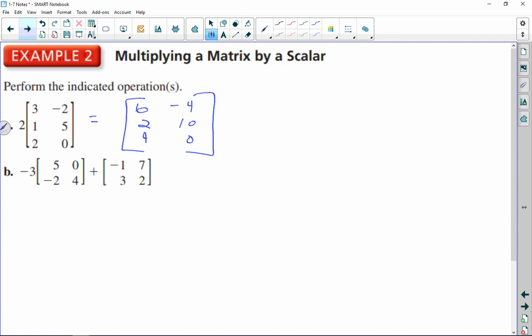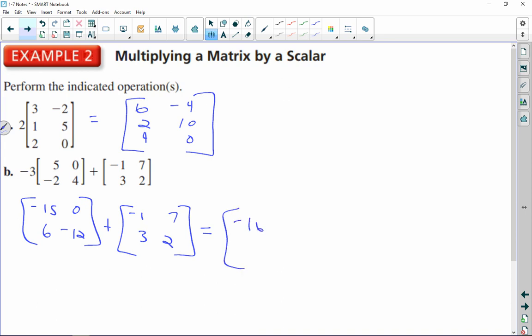Okay, now notice, look at B. Okay, what do you have here? Yeah, you got a scalar multiplication, right? And then you got a plus. What would I do first? I do the scalar multiplication first, right? Okay, and then add. So right below it or out to the side, however you want to do it. I like doing it below. Okay, -3 times that would be -15. +6, 0, -12. Then I'm going to add. Okay, -15 plus -1. 6 plus 3 would be 9. 0 plus 7 would be 7. -12 plus 2 would be -10.